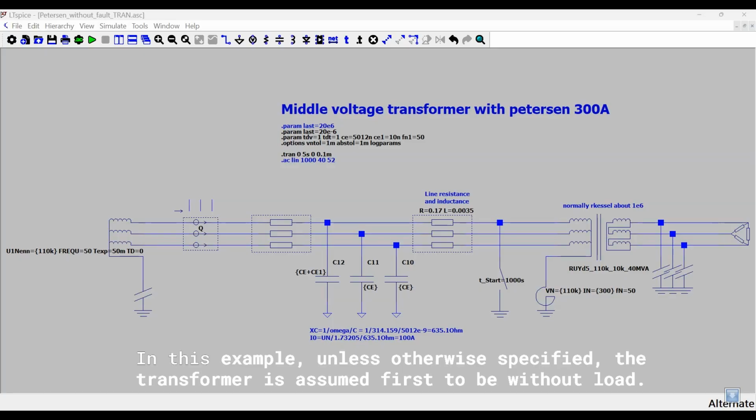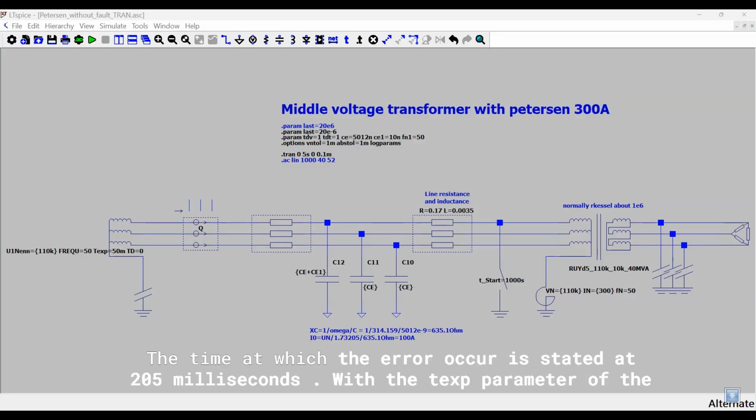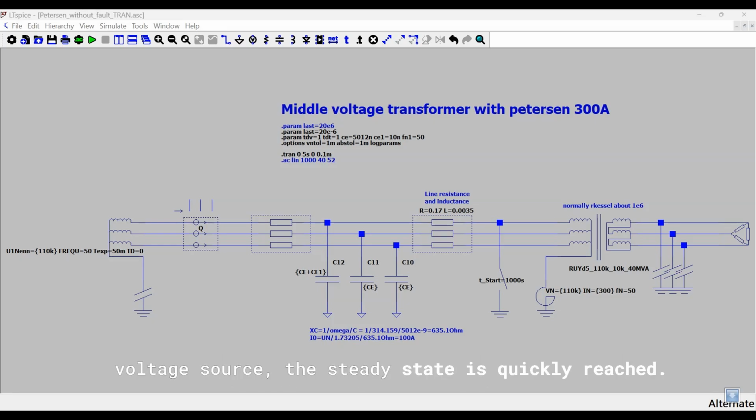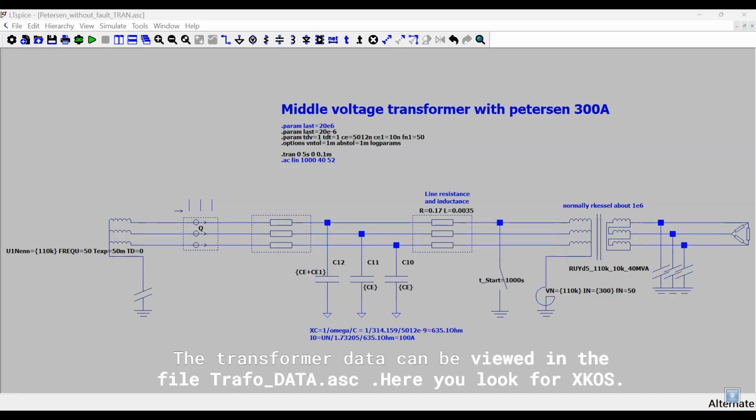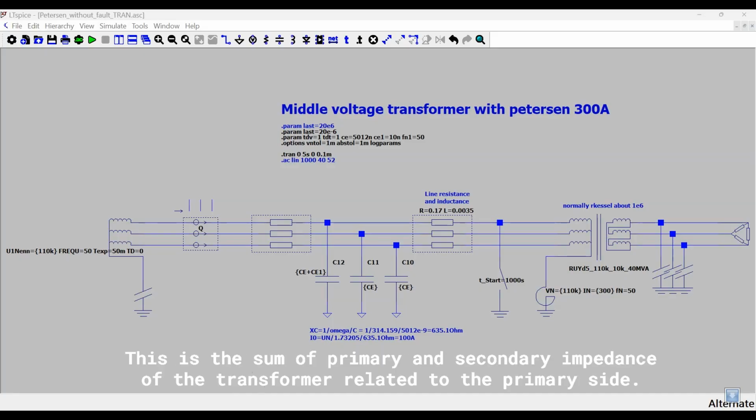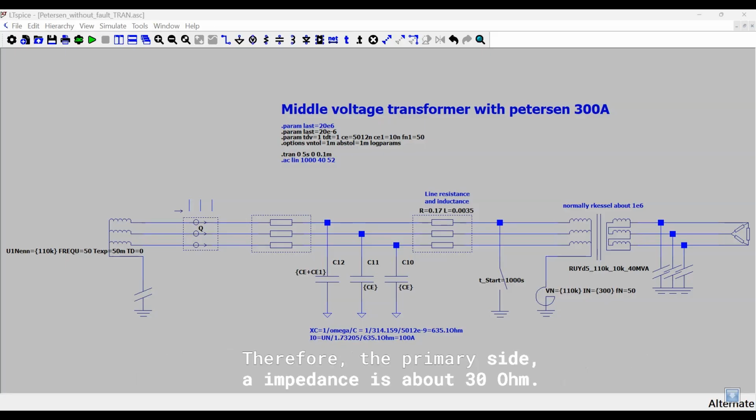In this example, unless otherwise specified, the transformer is assumed first to be without load. The time at which the error occurs is stated at 205 milliseconds. With the text parameter of the voltage source, the steady state is quickly reached. A star delta 5 transformer was used for the simulation. The transformer data can be viewed here, where you look for XKOS. This is the sum of primary and secondary impedance of the transformer related to the primary side. Therefore, the primary side impedance is about 30 ohm.